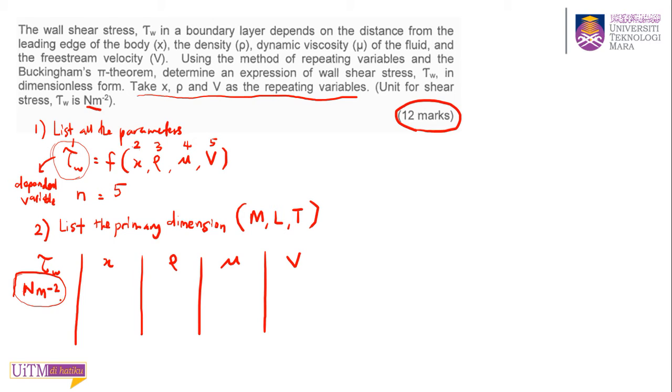ML negative 2. So how did you get this? Can you explain? Sir, I want to try. Okay. ML, M L 3, power of negative 3. Okay.